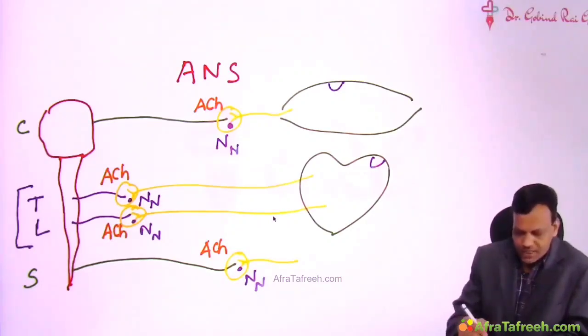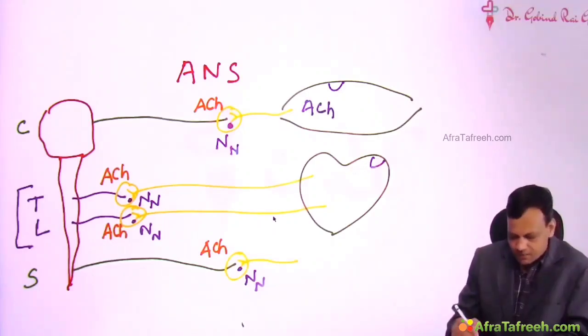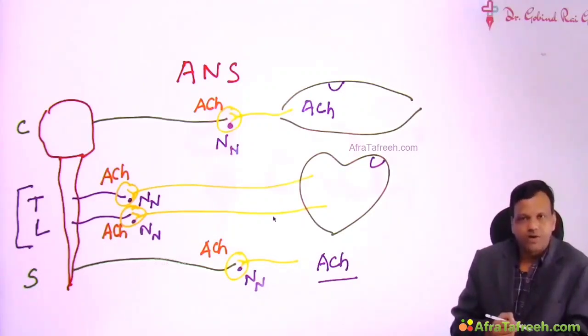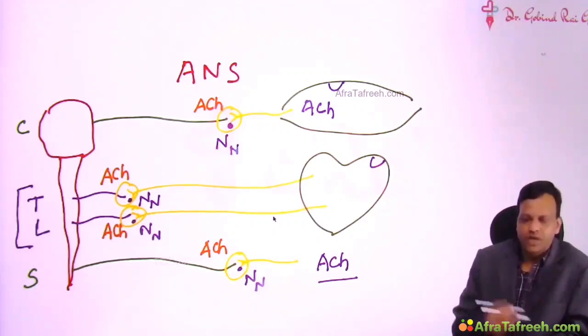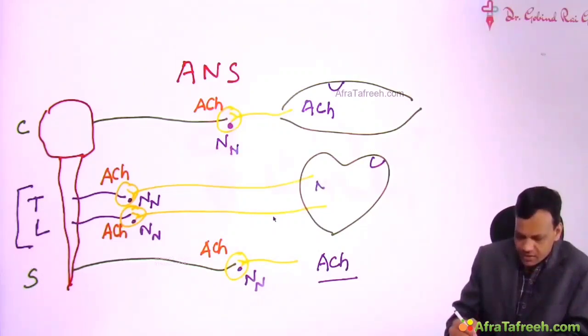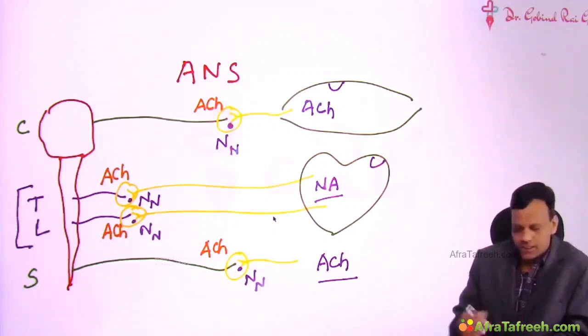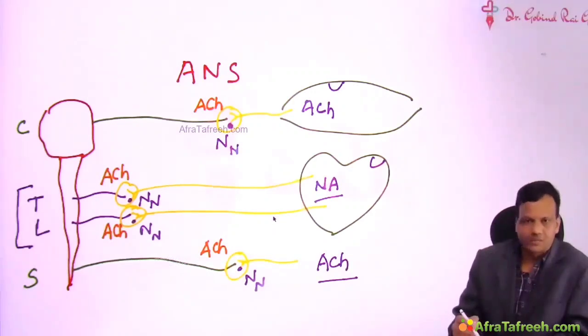In case of the parasympathetic system, this is also acetylcholine. Parasympathetic system postganglionic fibers also release acetylcholine. So that's why the parasympathetic system is also called the cholinergic system, because mainly acetylcholine works. Whereas in case of the sympathetic system, this mainly secretes noradrenaline. So that's why the sympathetic system is also called the adrenergic system. Now mostly it is noradrenaline, but there are some exceptions.